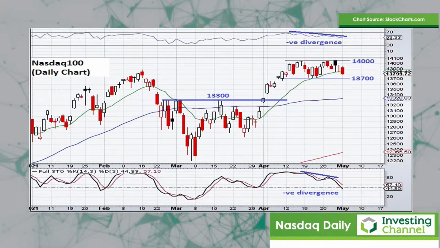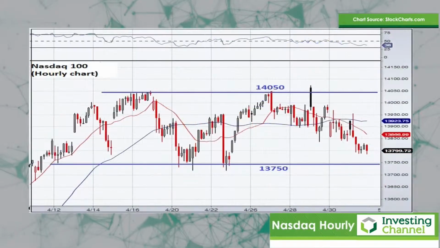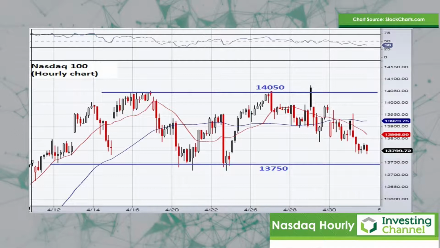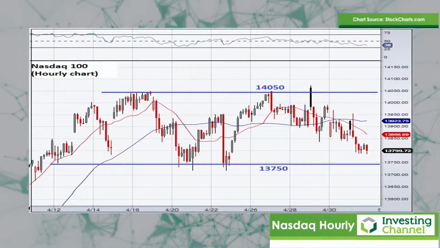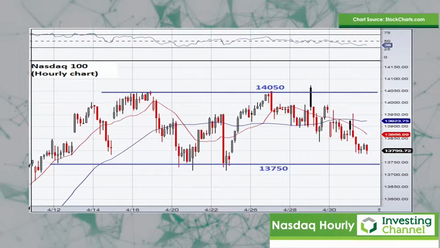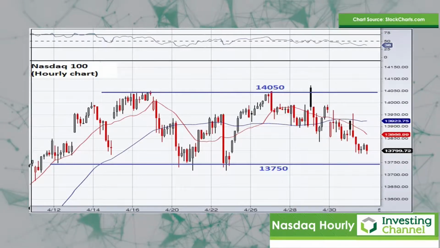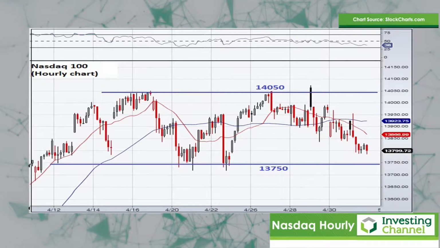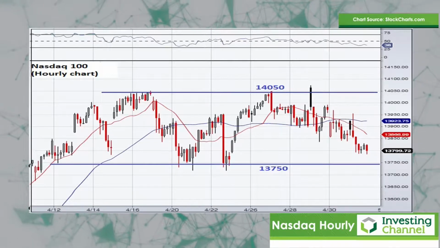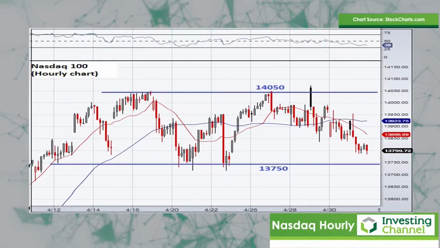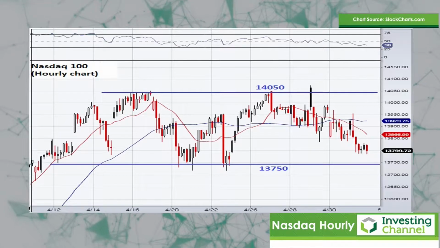Lastly, let's take a look at the Nasdaq hourly chart. There, that just simply shows you that recent trading range more clearly. 13,750 odd at the bottom, 14,050 up at the top. Market has been bumbling up and down inside that range now for a couple of weeks, and it remains the case. Looking a little bit weak right now, so we're going to have to watch and see how that bottom of the range holds, whether that support does hold, and if it does, possibly a bounce up off that level.